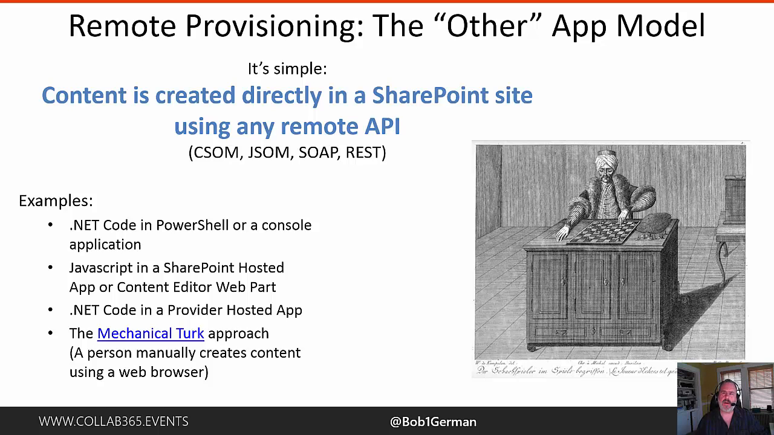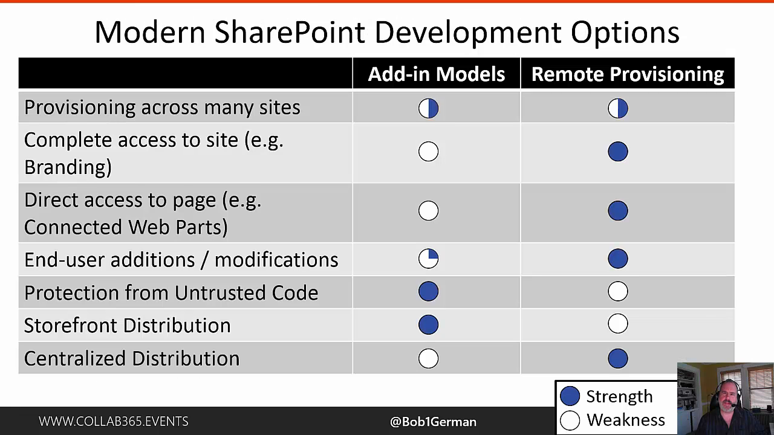So why would I choose one or the other? Well, here's my little Consumer Reports version of the analysis on this, sort of the way I look at it. If I want to provision this across many different sites, the add-in models or remote provisioning work well. But the way it gets on the sites is really different. You see, the add-in models use a storefront distribution system. So the idea is that users are going to go to the storefront, decide they want the weather on their page, and pick out the app.